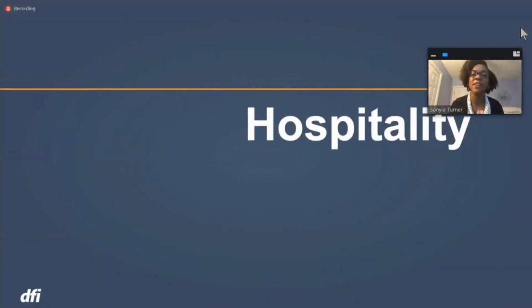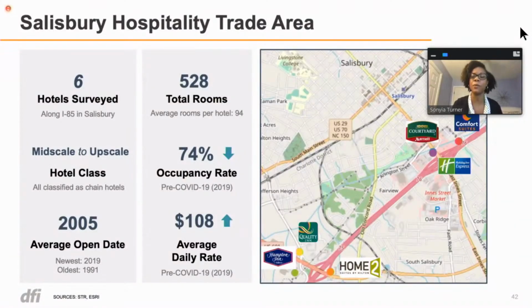And so this is our last use, hospitality. I know we've covered a lot. And so I'm actually going to toss it over to Rory. He's going to share more about the hospitality use in Salisbury.